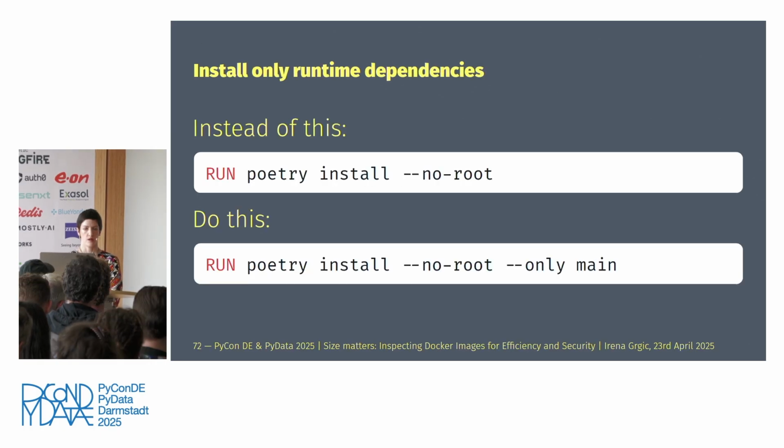Next one, poetry gives you a great option to separate your dependencies into dev dependencies, test dependencies, runtime dependencies, and so on. So, dependency groups. And of course, for runtime, you should only install the main dependencies. So the dependencies actually needed for runtime, not test dependencies or dev dependencies.